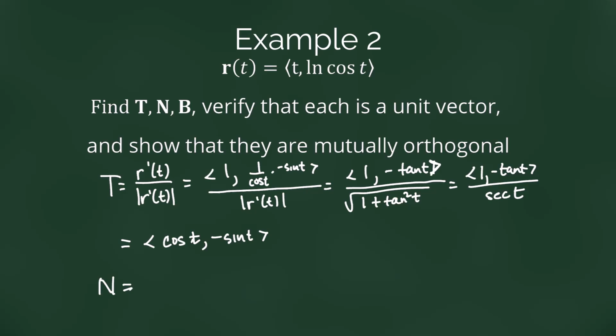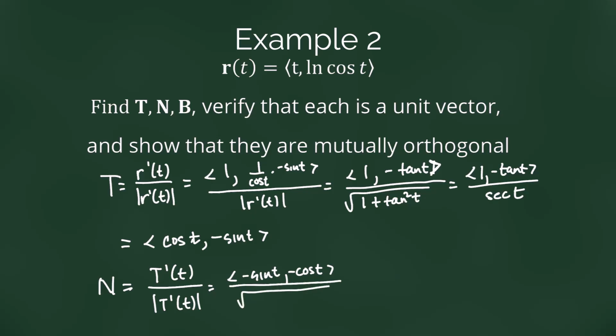All right, our vector N. This tells us how fast our unit vector is changing, so it's going to be T prime of t over the magnitude of T prime of t. So that is going to be the vector ⟨negative sine t, negative cosine t⟩ all over the square root of sine squared plus cosine squared, which is of course 1, and so we get ⟨negative sine t, negative cosine of t⟩.